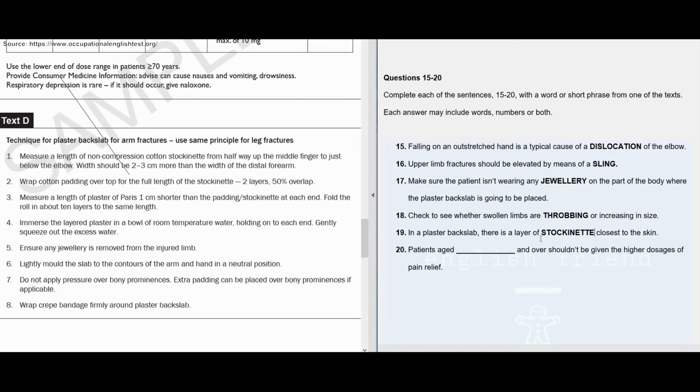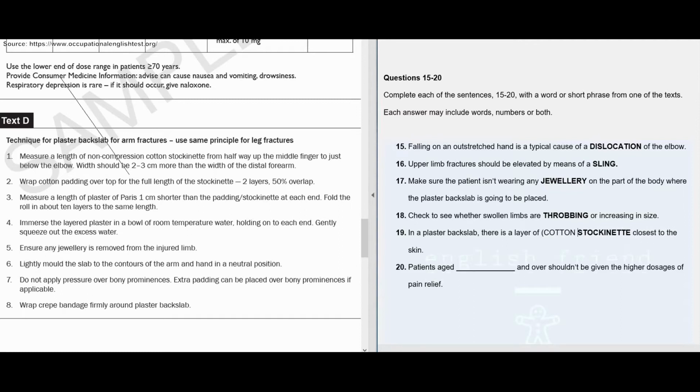So it can be simply stockinette, or you may add cotton or non-compression. So it can be cotton stockinette or non-compression stockinette or simply stockinette.